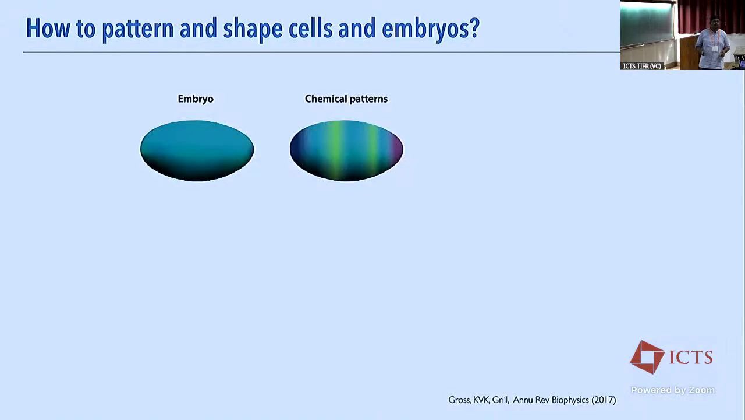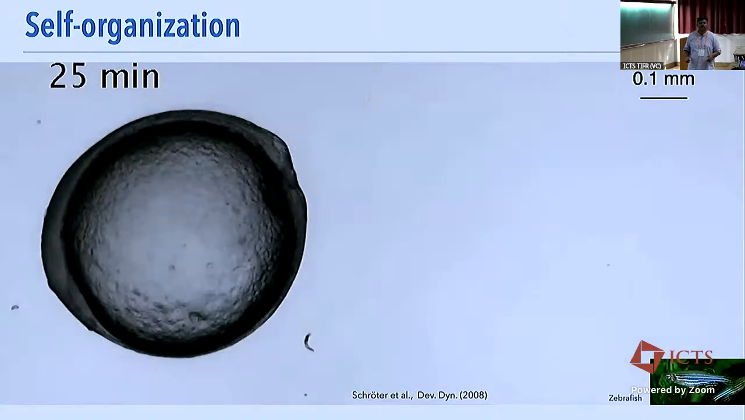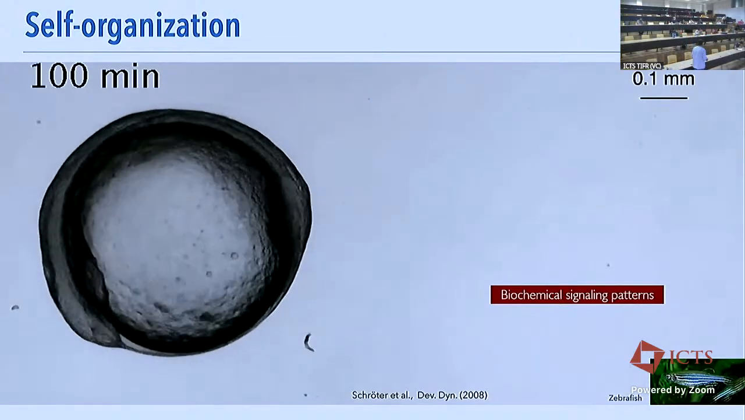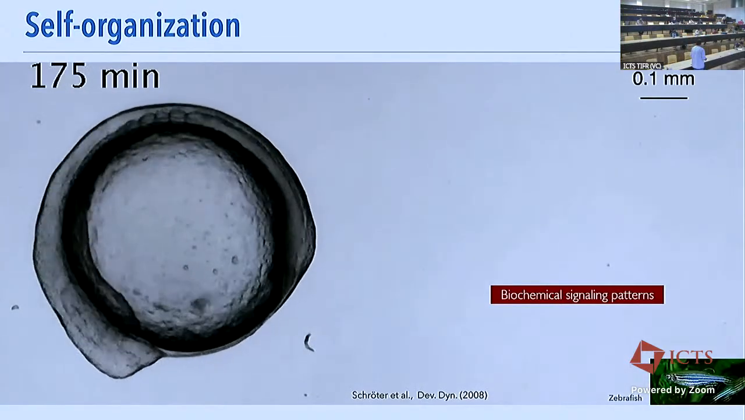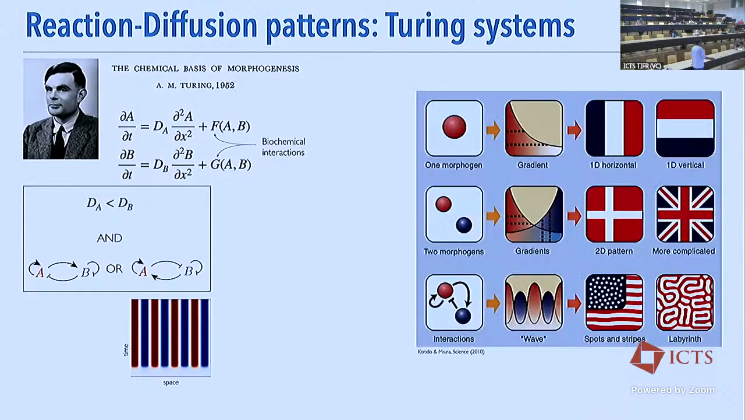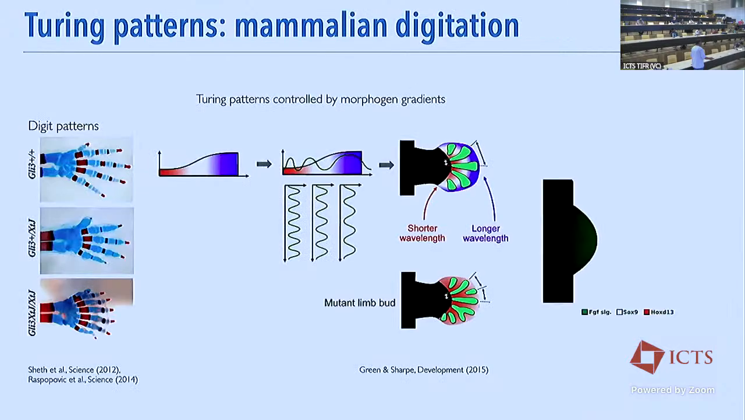So Vijay, I had a quick question. Even in the Turing type system, is there feedback in the manner that the diffusion coefficients and all the constants are dynamic in some sense?